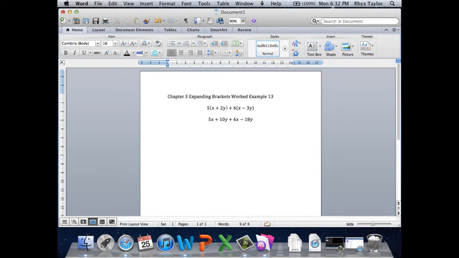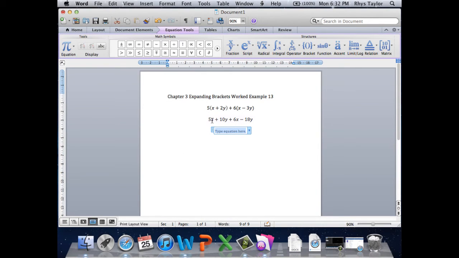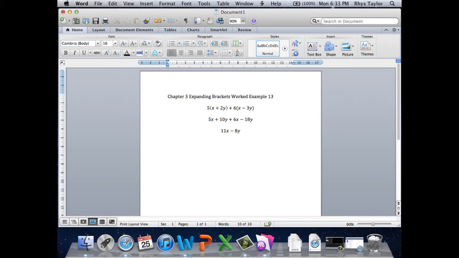Alright, that's the easy part out of the way. Now the even easier part, simplifying. 5x plus 6x gives us 11x. 10y, take 18y, gives us negative 8y. Booyah! Just like that. Next one.